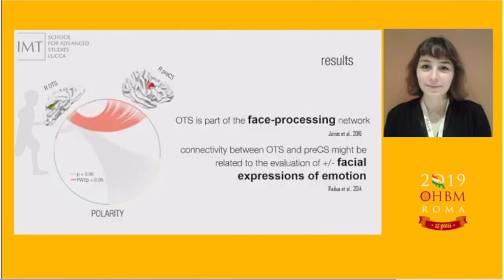So what we found was that the functional connectivity dynamics of the right precentral sulcus and the right occipitotemporal sulcus was significantly modulated by changes in the polarity dimension. And it could be that since the OTS is actually involved in the processing of faces, the connectivity between these two regions might be useful for decoding the positivity or negativity of facial expressions.